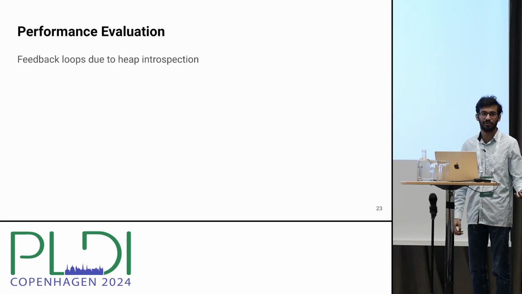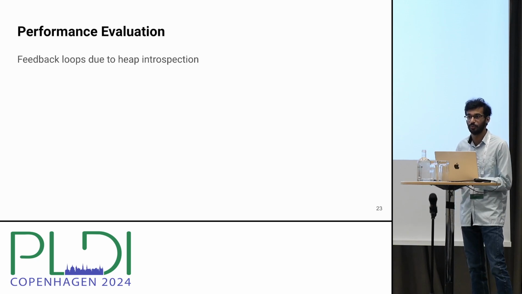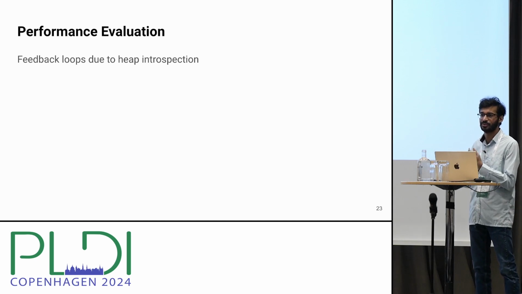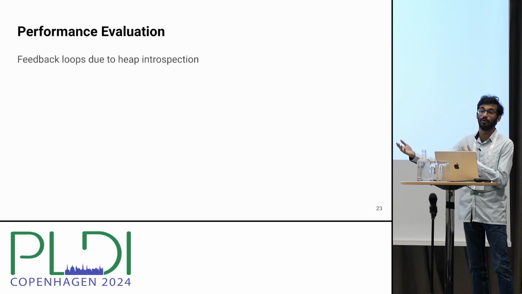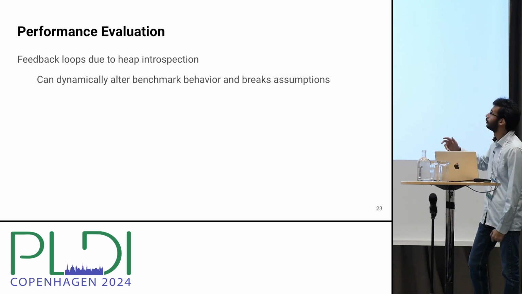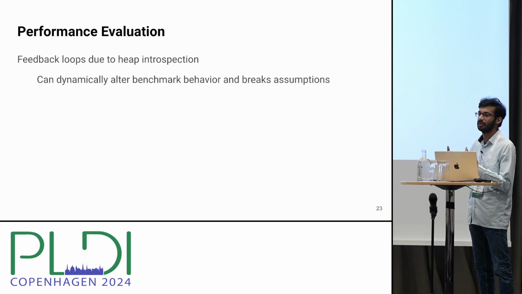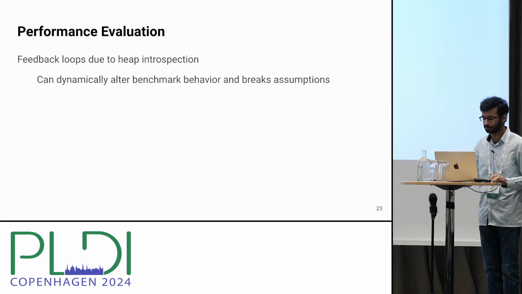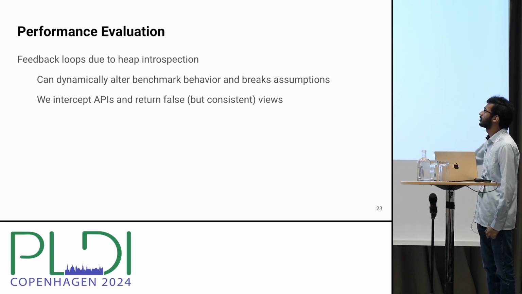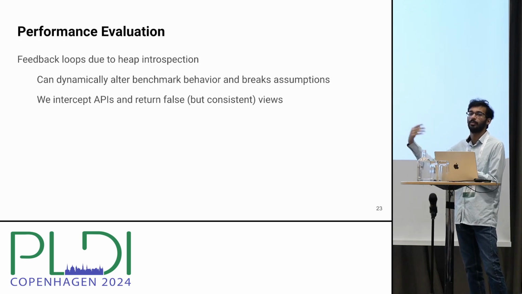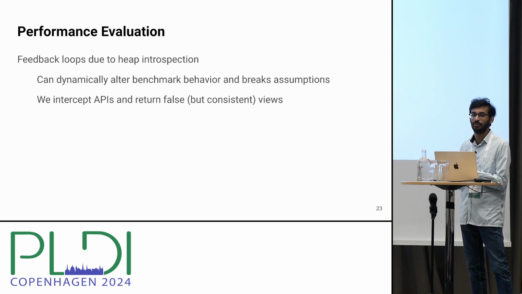One of the most difficult challenges we faced was the tendency of our applications to introspect their own heap usage. They do this for a variety of reasons, such as wanting to resize software caches, or wanting to preemptively call a GC before the heap is full, etc. But this is problematic for us because the benchmark is essentially dynamically altering its own behavior, and it also breaks assumptions we have about having fixed workloads. In order to mitigate this, we intercept some standard Java APIs to return a false but consistent view of the heap back to the application. This should mean that the application's behavior is invariant to the actual heap size that it is running under.